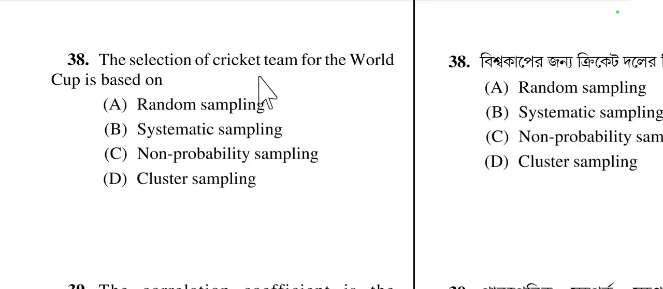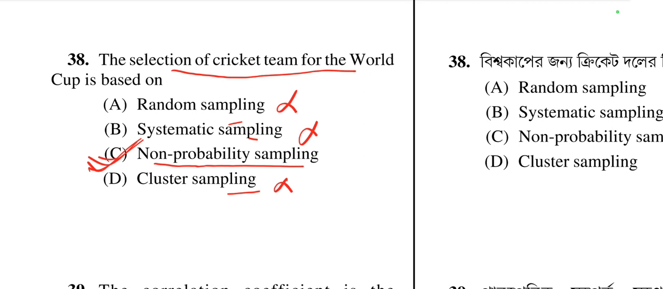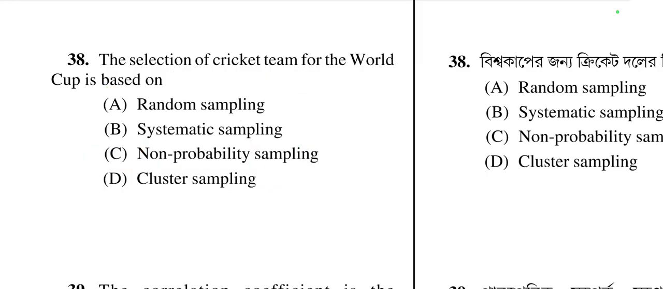The selection of cricket team for the World Cup is based on: random sampling? No. Systematic, cluster? These are the sampling methods. In a cricket team, we cannot select the team by any kind of sampling method. So it is a non-probability sampling method. So it is clearly visible that the selection of cricket team for the World Cup is not based on probability. It is based on non-probability sampling.